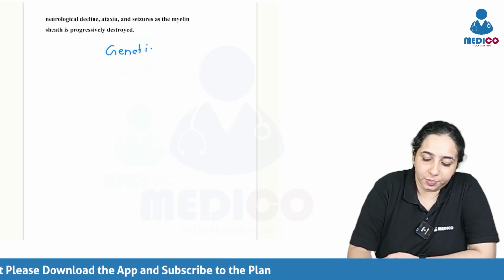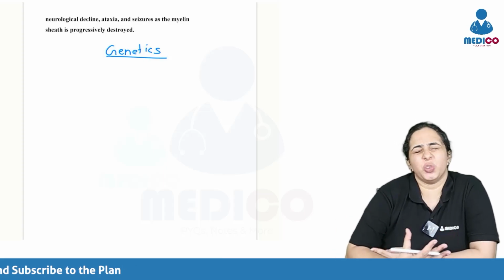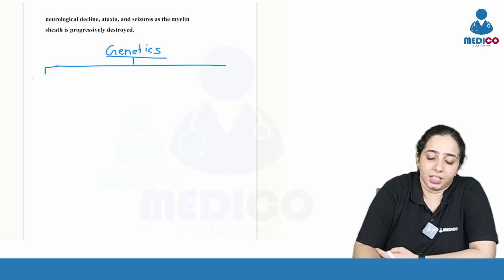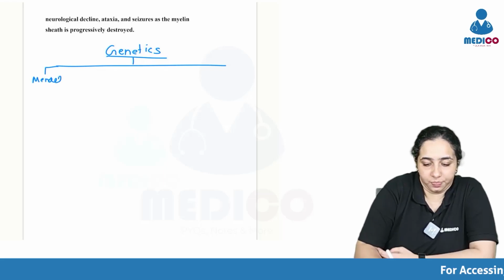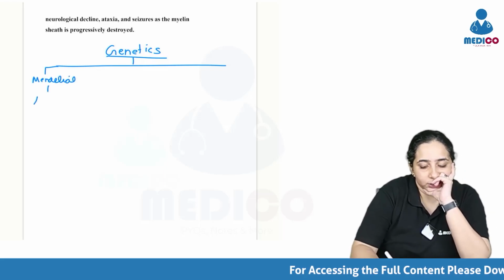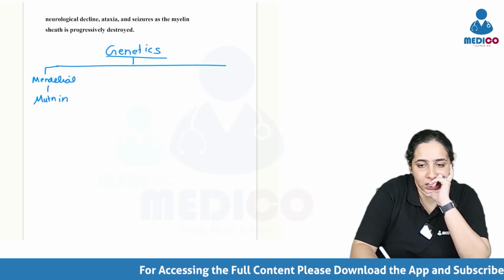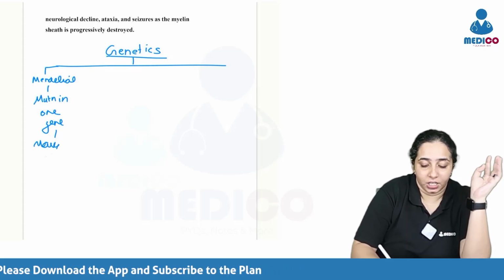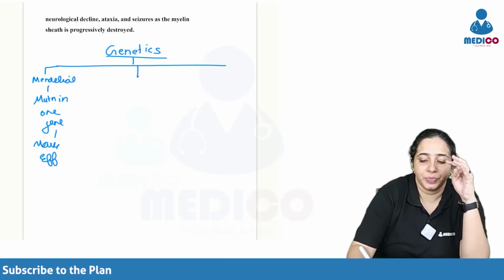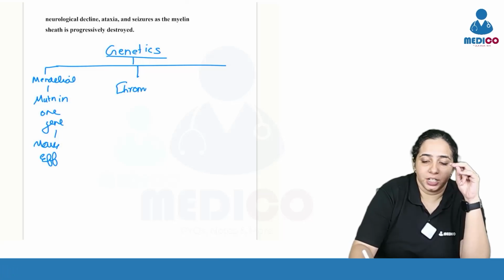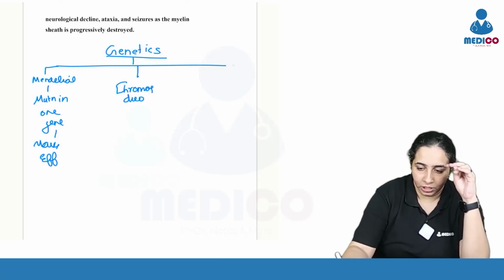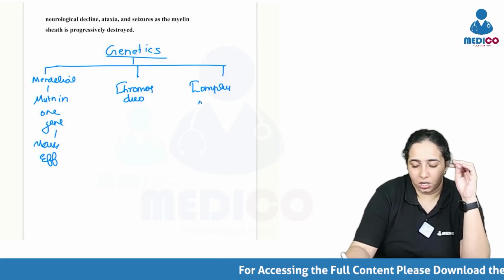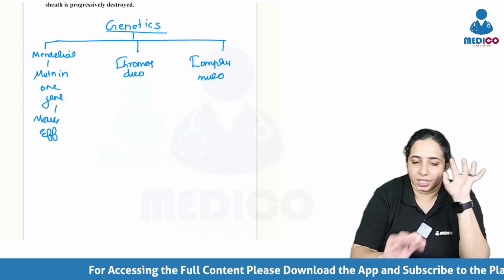So in genetics, before we begin, there are a few terms that I want you to know. Now, when you're talking about genetic disorder, there can either be something called a Mendelian disorder, that is a mutation in one gene causing a massive effect. That is your Mendelian disorder. Then you have your chromosomal disorder. Then you have your complex multigenic disorder. That is about genetics.